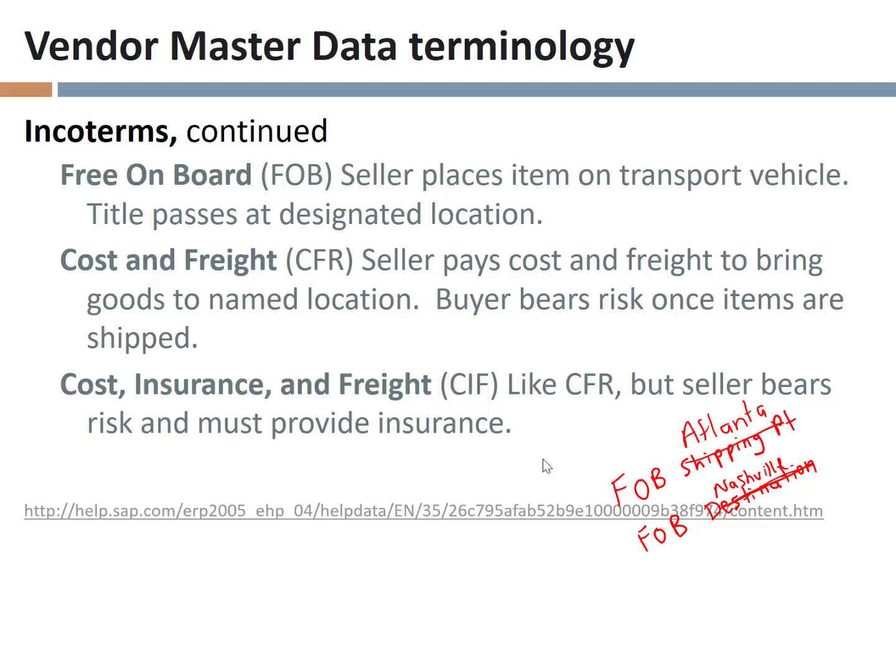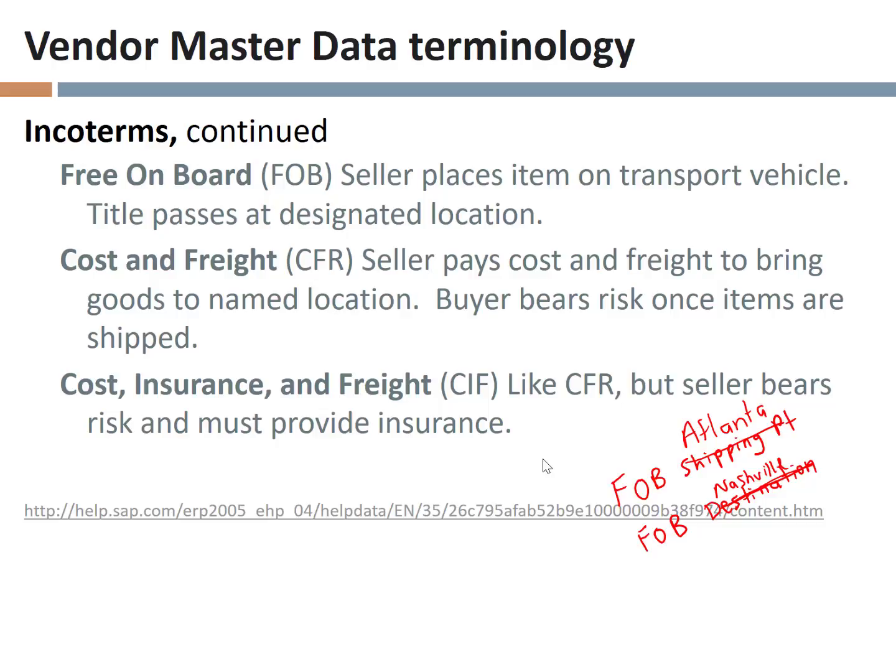Mm-hmm. The idea here between CIF would be something like this. Let's say I'm selling something to you, okay? I am going to have to pay to get it to you. But in addition to that, I have to buy insurance, and I have to designate you as the recipient of the insurance. So if the truck blows up halfway between me and you, the insurance company cuts a check to you.